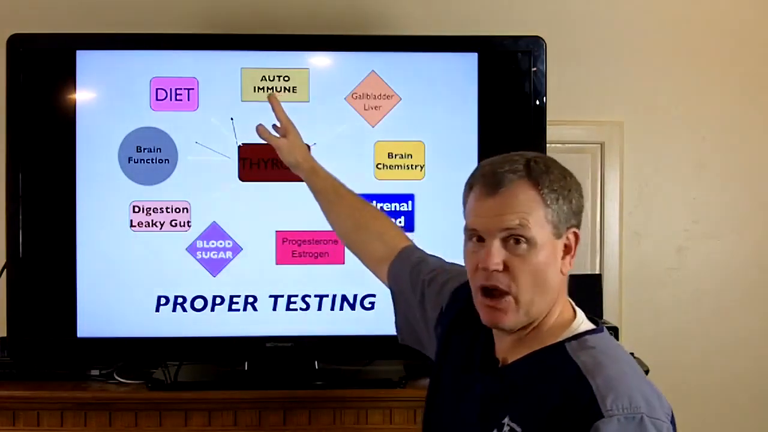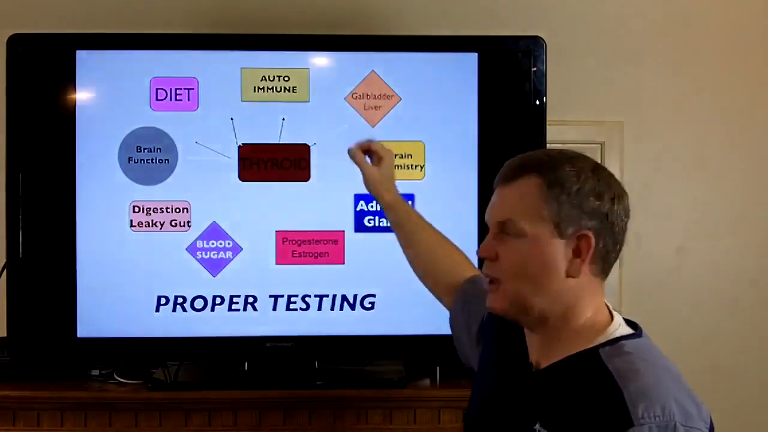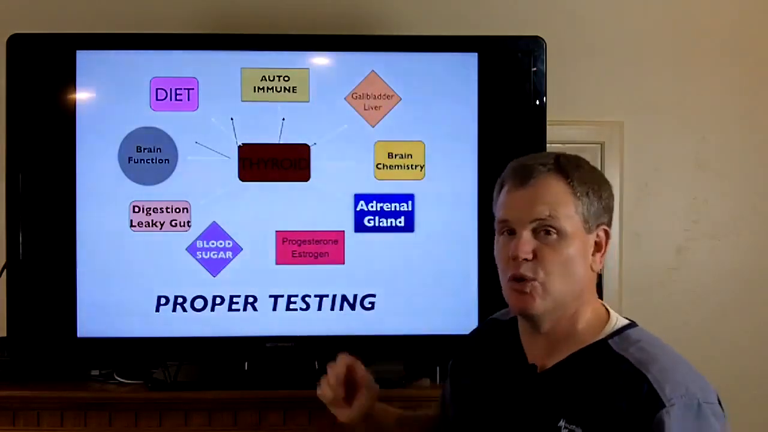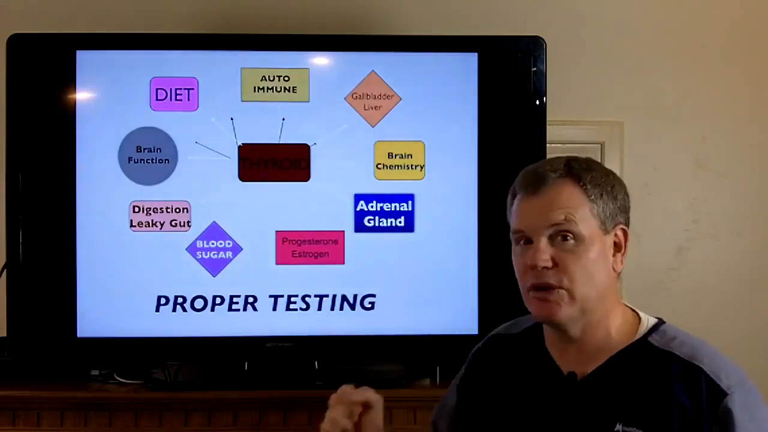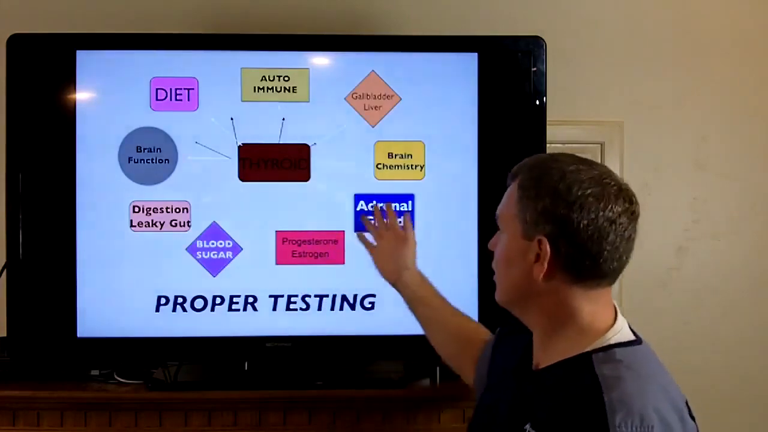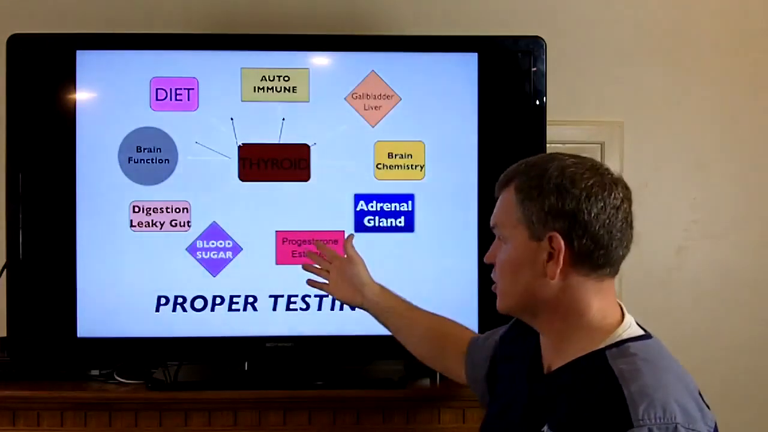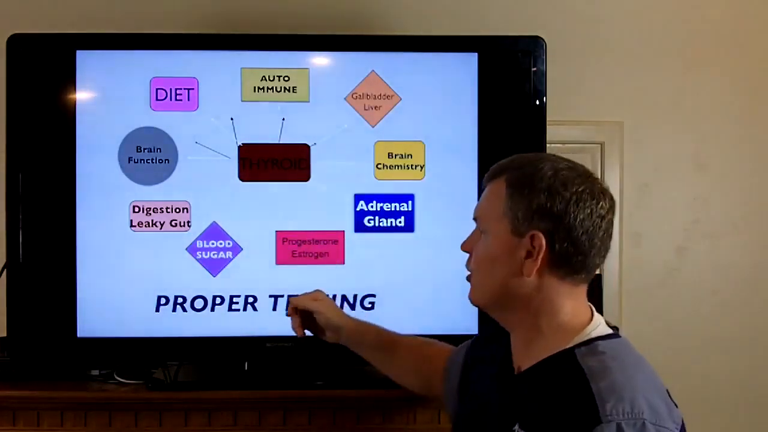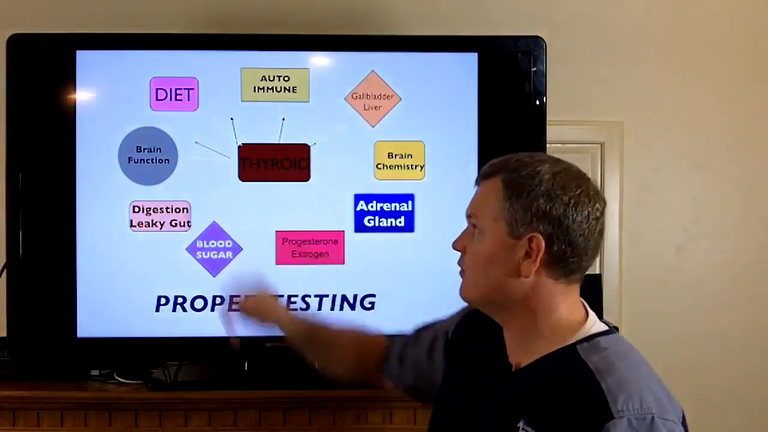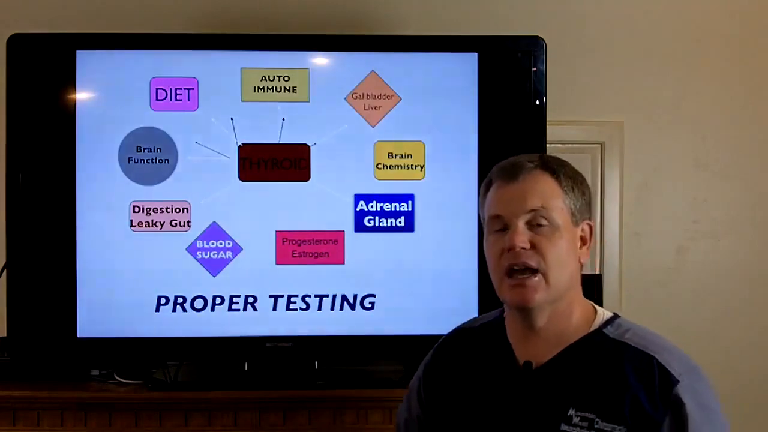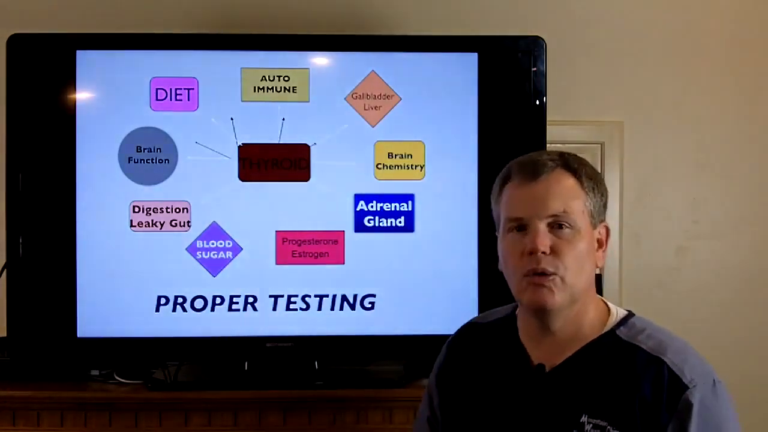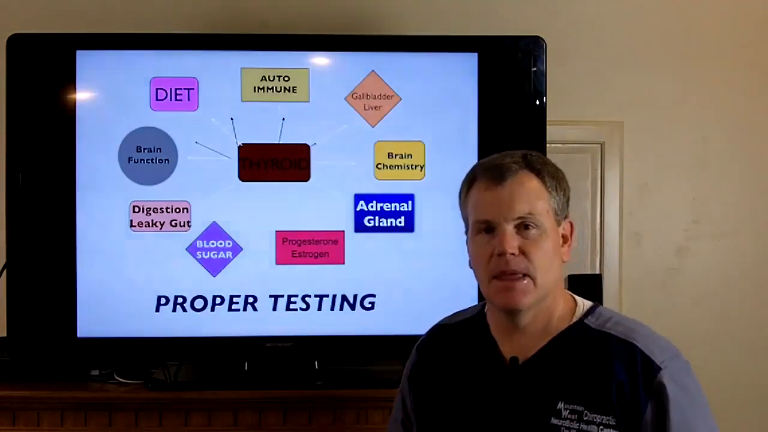It's possibly an autoimmune. It can be a gallbladder. It can be brain chemistry, adrenal gland, which is huge for thyroid. Most people, their adrenal glands are shot. Adrenals is the cortisol. Progesterone, estrogens, we talked about a little bit earlier. Blood sugars, digestion, leaky gut, which we just referred to, brain function, diet, all those things affect the thyroid. What do we do? We do proper testing.